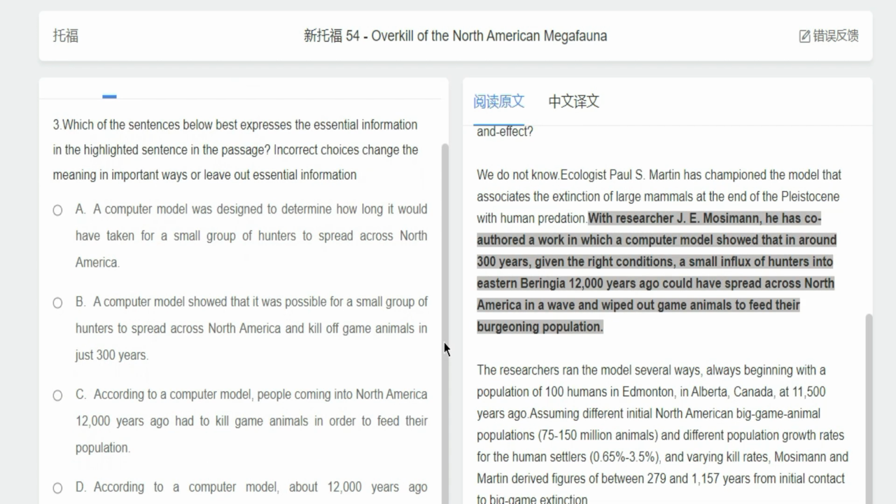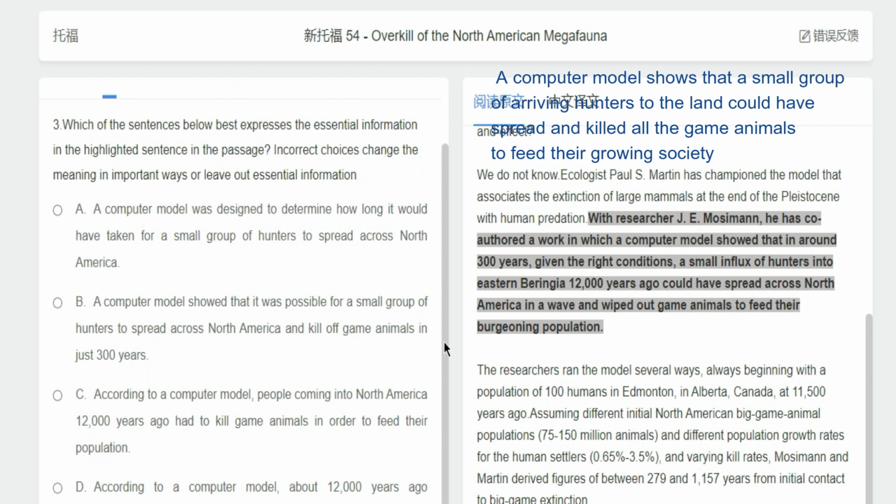Number 3, this is a paraphrase question. So to paraphrase, you need to first find the main clause. The main clause here is he has co-authored a work. That's not that useful, not that much information there. So what we need to do is find what that work was about. The work is a computer model that shows that a small group of arriving hunters to the land could have spread and killed all the game animals to feed their growing society.